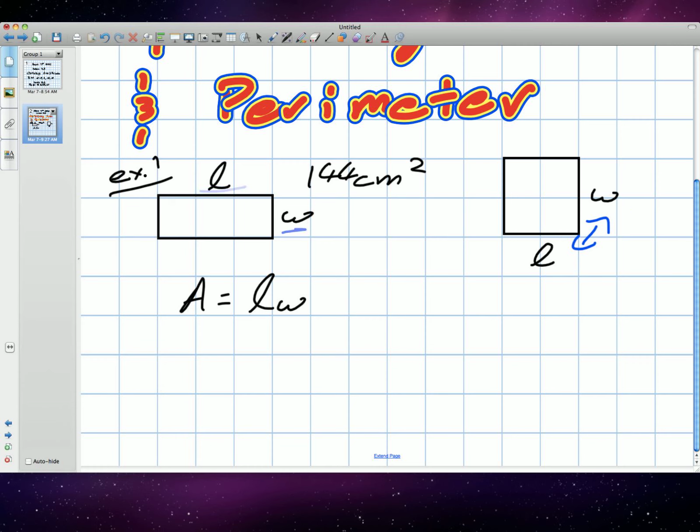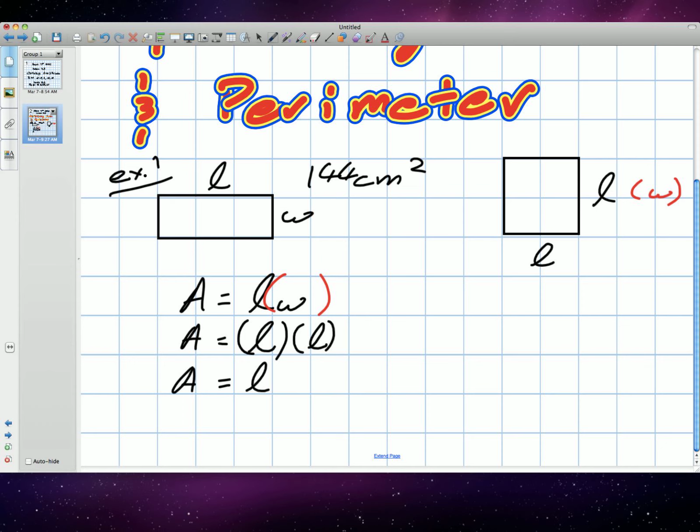So let's call them both the length, okay? Or we could even call them the sides of a square. We know that they're going to be the same. So in other words, this used to be the W, right? I can replace this W with length because the area of a square is the same as our length times our length. How can I simplify length times length? Length squared. Area equals length squared. Okay, good.